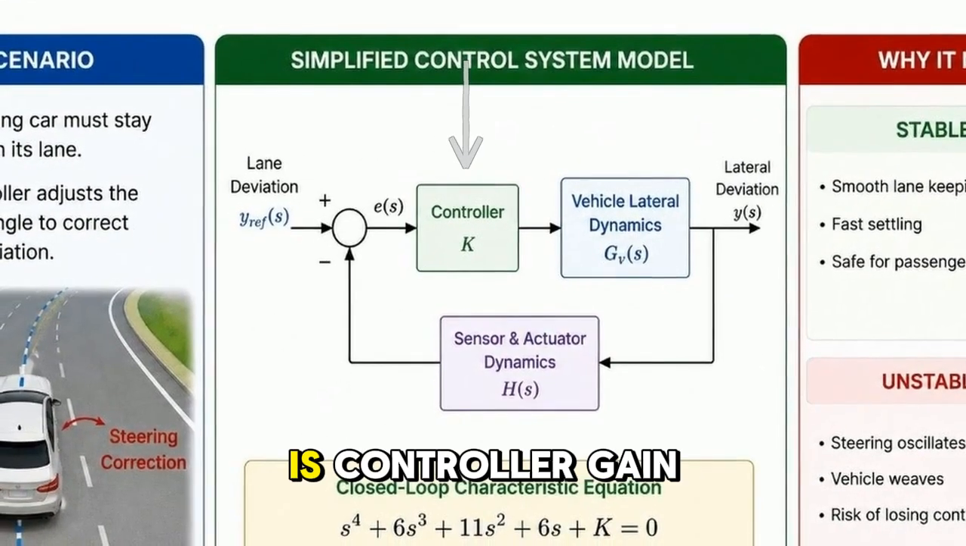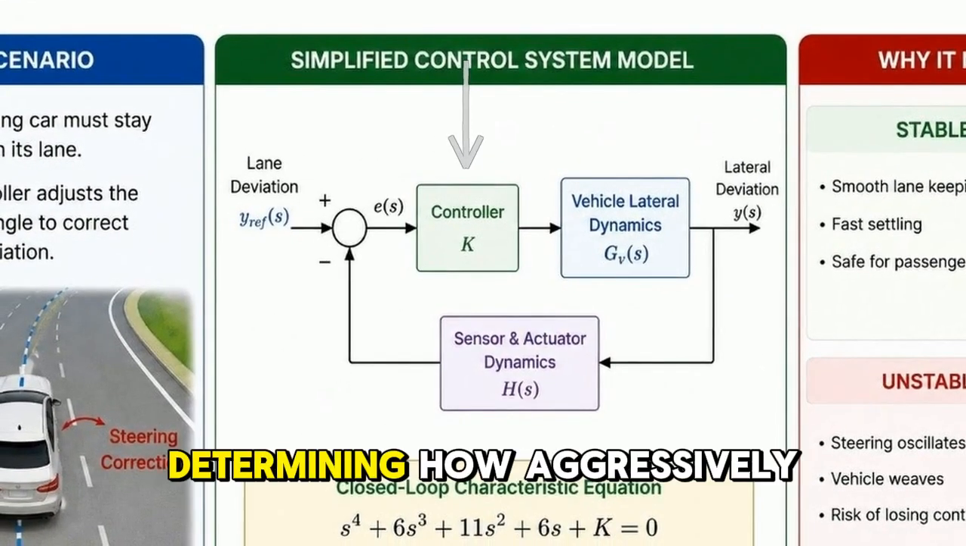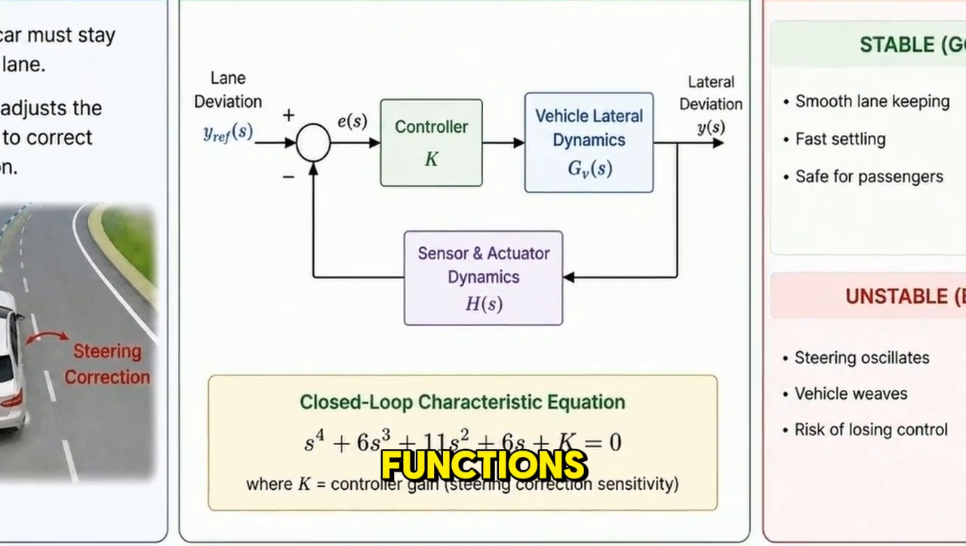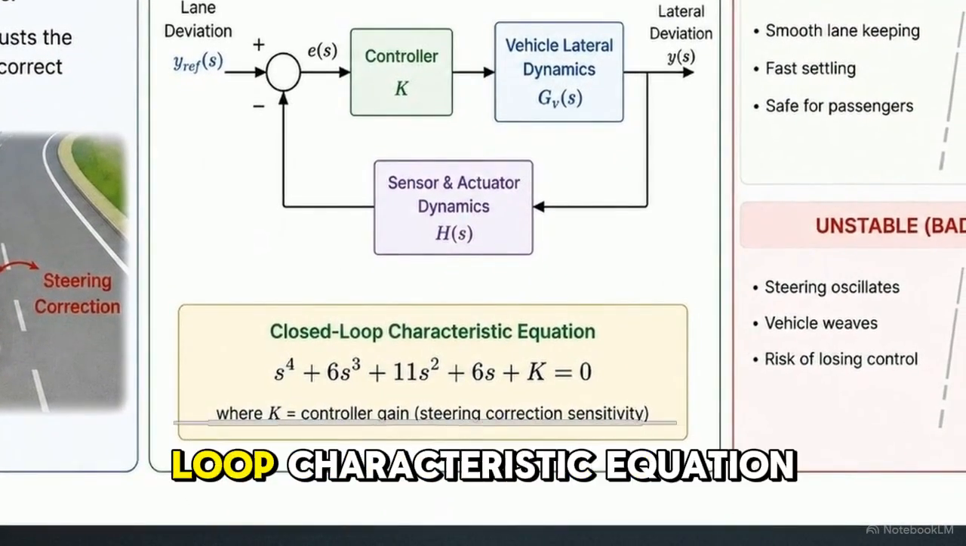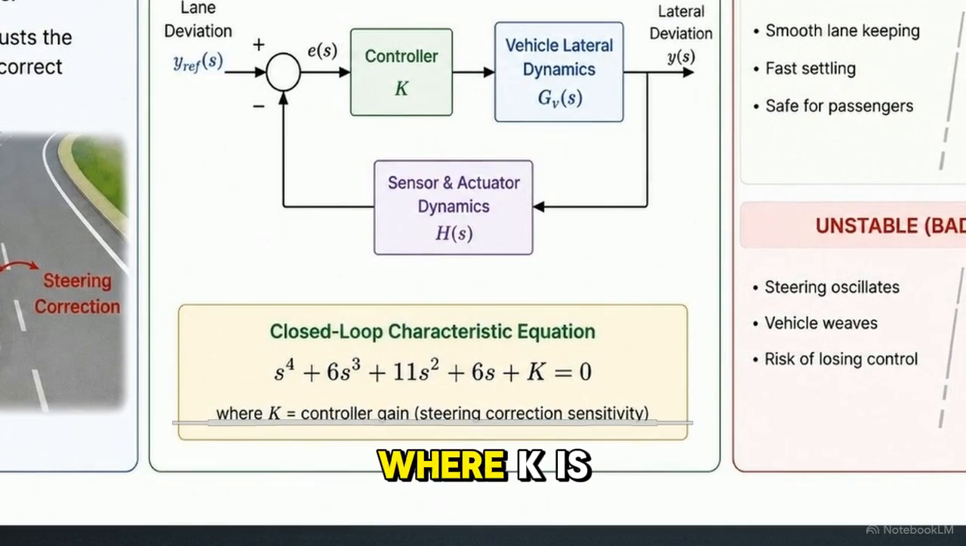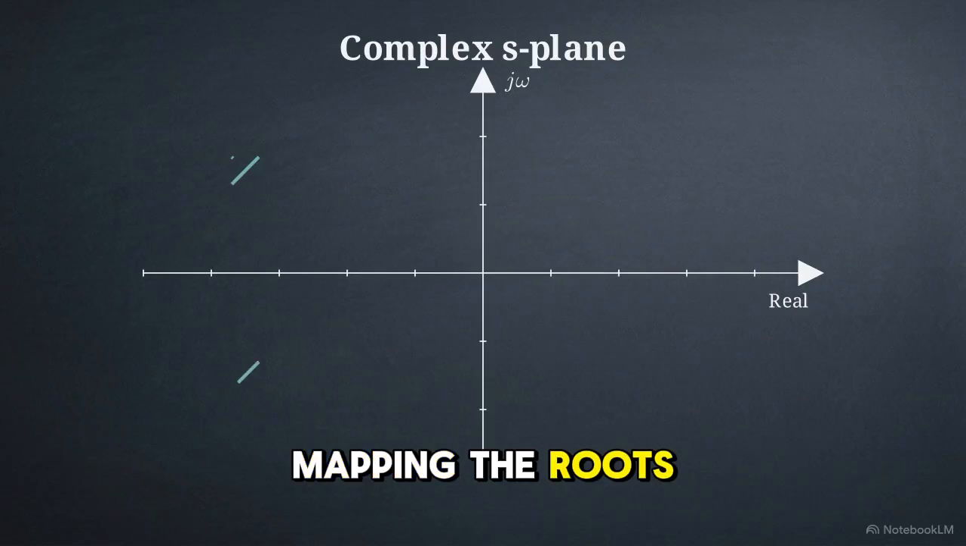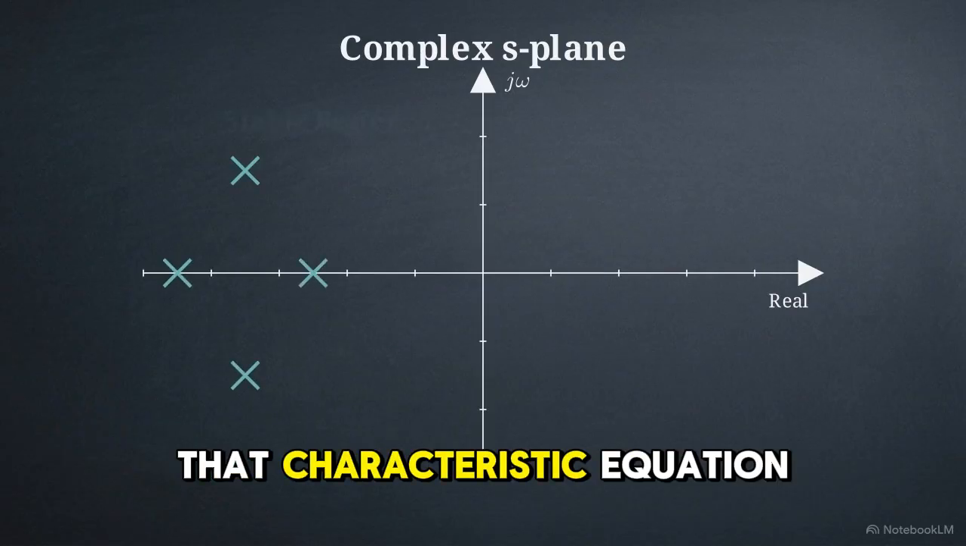At the center is controller gain K, determining how aggressively the steering reacts. Extracting the transfer function's denominator gives the closed-loop characteristic equation, where K is the steering correction sensitivity. This is the complex S-plane, mapping the roots, or poles, of that characteristic equation.